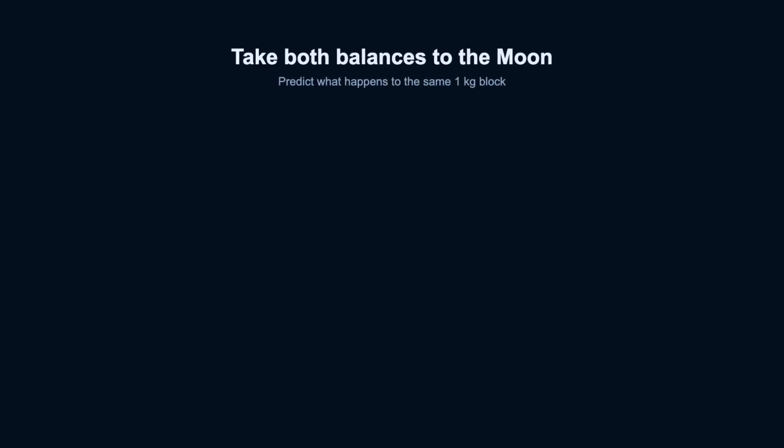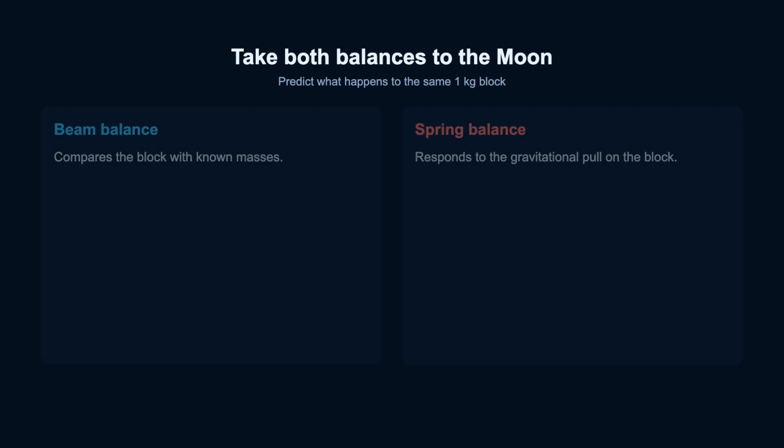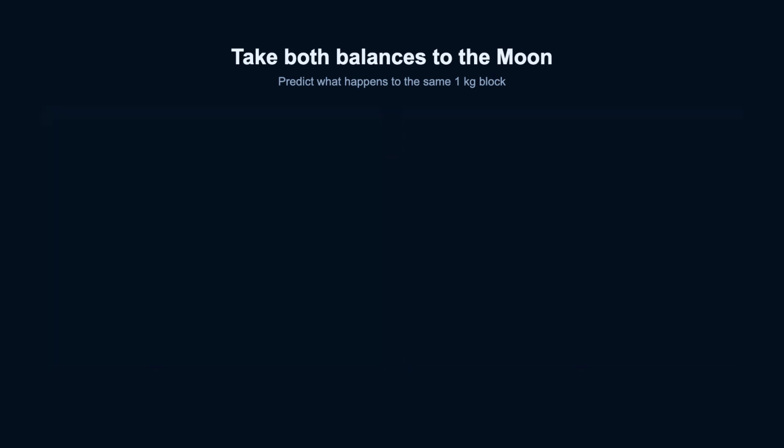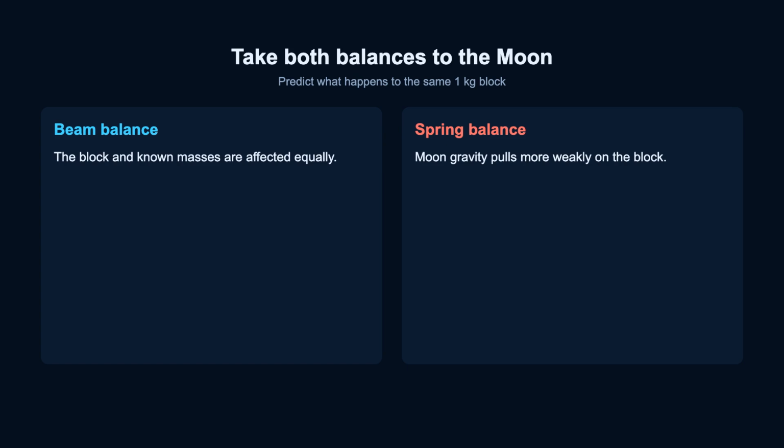Here's a prediction to make before I explain anything further. Imagine you take both instruments, along with the same 1 kilogram block, to the moon, where gravity pulls far more weakly than it does here. What would each instrument show? The spring balance reading falls because the gravitational pull on the block is smaller. The beam balance reading stays exactly the same because it's comparing matter against matter, and the block still contains the same amount of matter it always did.